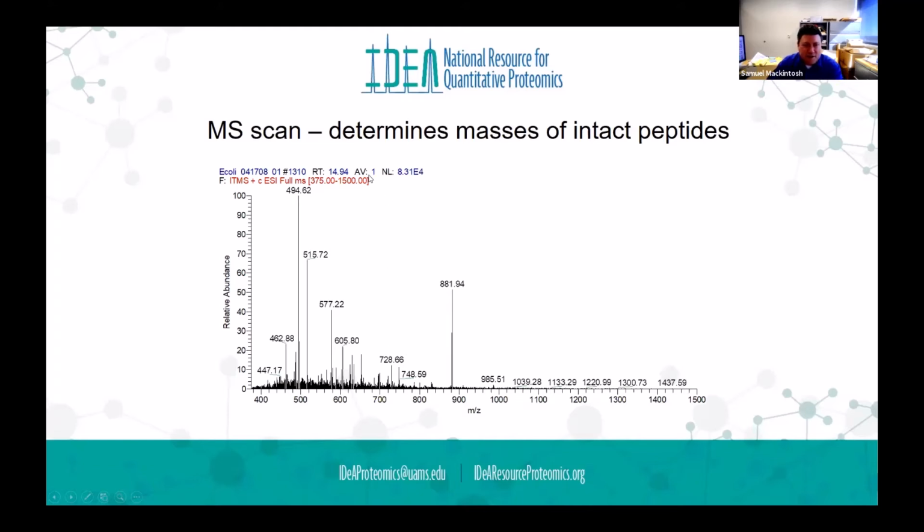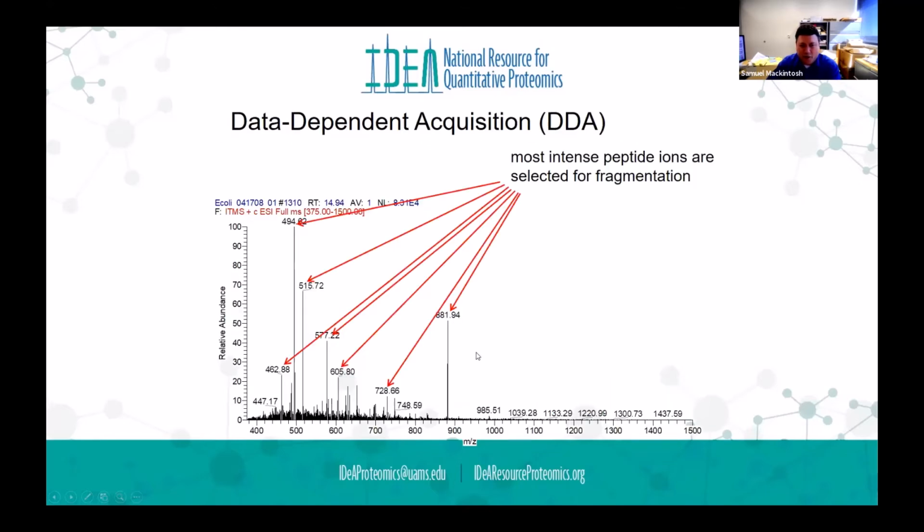So this is what we see at about 15 minutes into the gradient. This RT here is the retention time. So 15 minutes in, we're seeing this collection of peptides elute, or at least we hope they're peptides. In data dependent acquisition, once we've got that MS scan, we want to isolate in sequence, usually starting with the most intense, each of those peptides and fragment it to get sequence information.